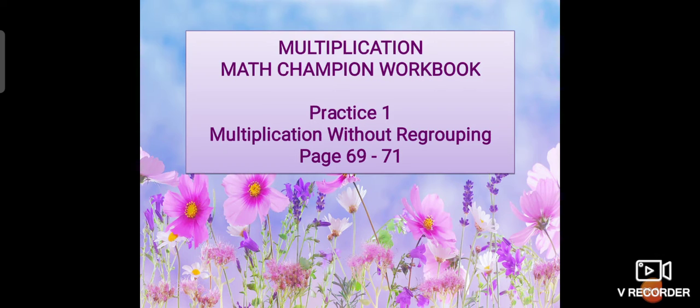Welcome back again in math. Last time I asked you to do the workbook practices. Now I want to discuss all together. We discussed multiplication without regrouping. So open your workbook, year 3, and then open page 69.